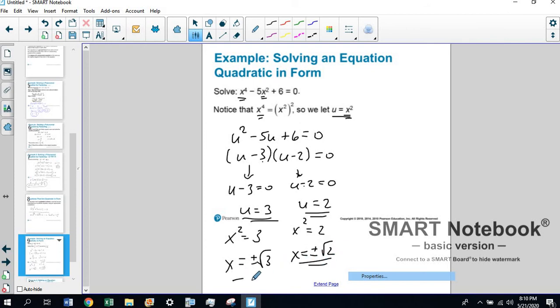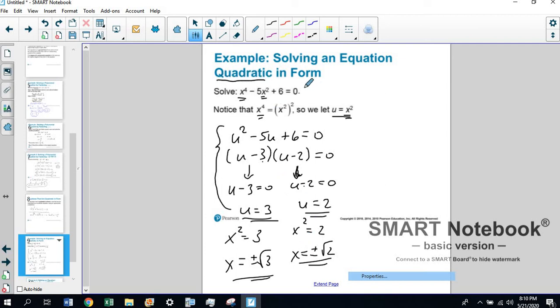How many answers do we have? 4. What's the power? 4. That's not surprising either. Okay? And so obviously that makes sense. And that's the process. So notice we solved this equation just like we did back in section 1.5 by factoring a simple quadratic, all right? But once again, that wasn't the final answer. We had to do a substitution to get this to look like a quadratic, and then we treated it like one, and then we went back to x's. Okay, so that's the process for quadratic form.